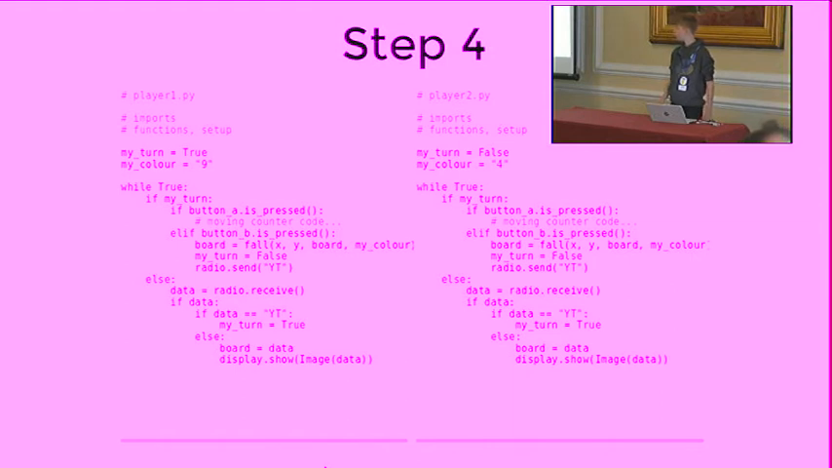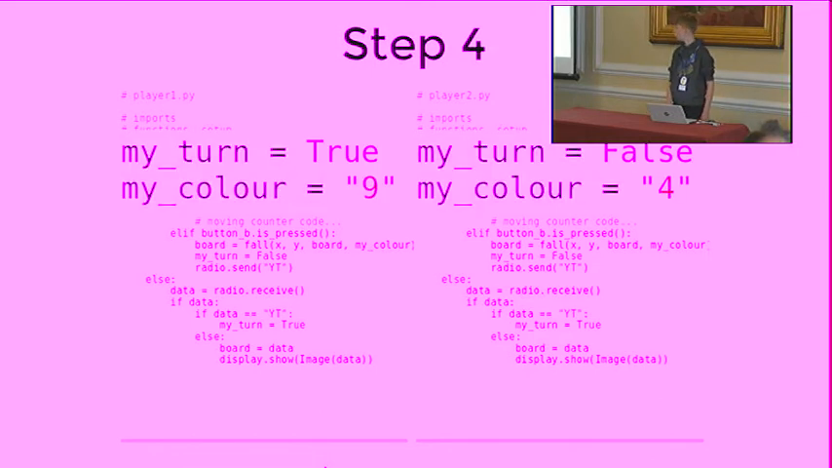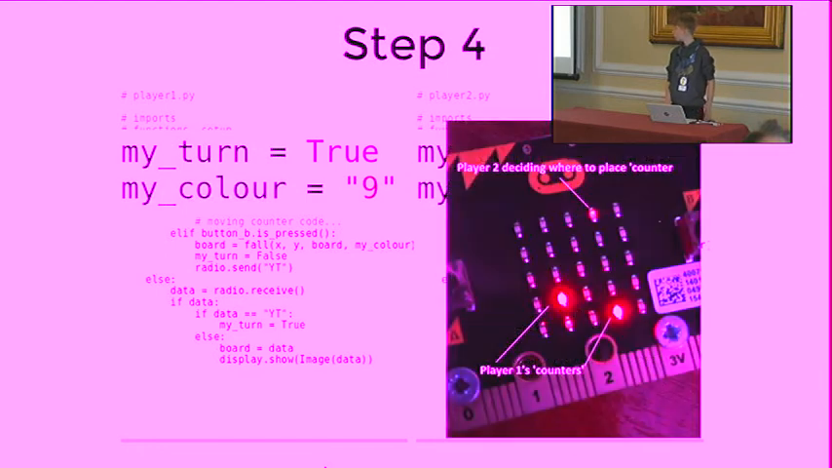So if it's your turn, you will do everything we just spoke about, and then once you've finished dropping the counter to the bottom, you'll send the your turn signal over the radio, and then when the other person receives that, they'll make it their turn again. So that's the only difference between the 2 bits of code there. And you can see there the difference in brightnesses allows you to tell which counter is whose.